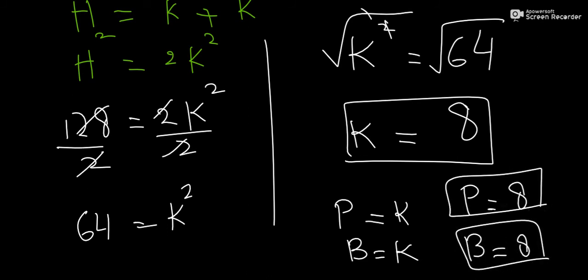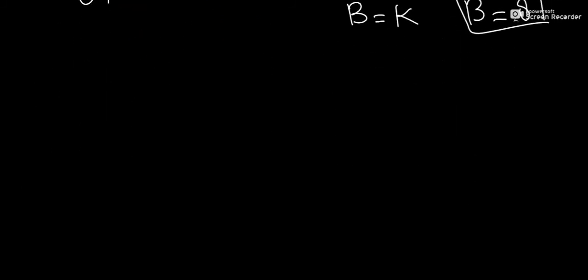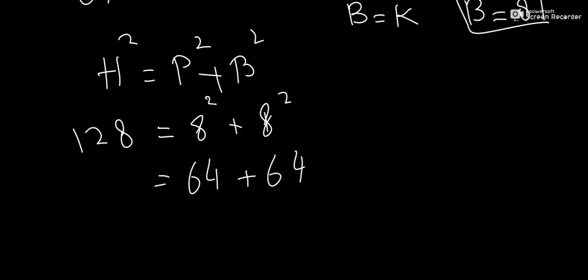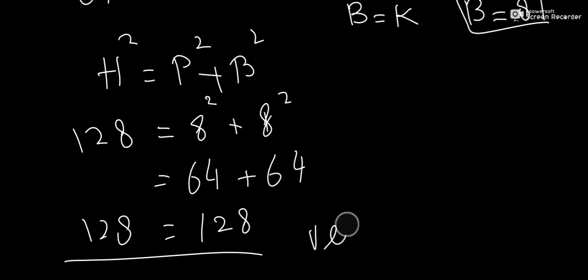Now verification. You can also verify it. How do you verify? You know that H square is equal to P square plus B square, and this one is 128, and B and P are 8 square, 8 square. So this will be 64 and 64, and this will be 128 and 128. So verified.